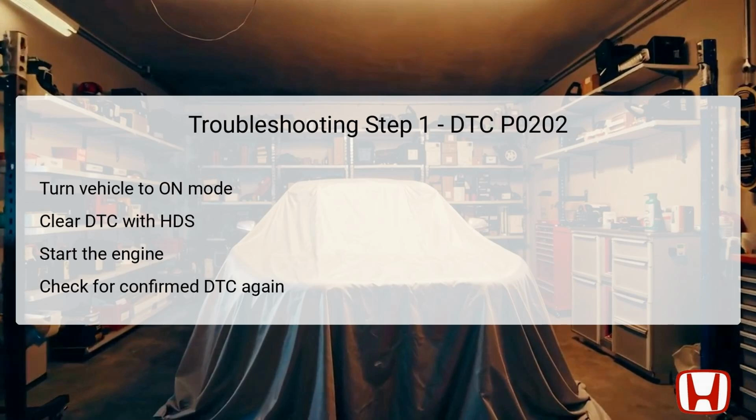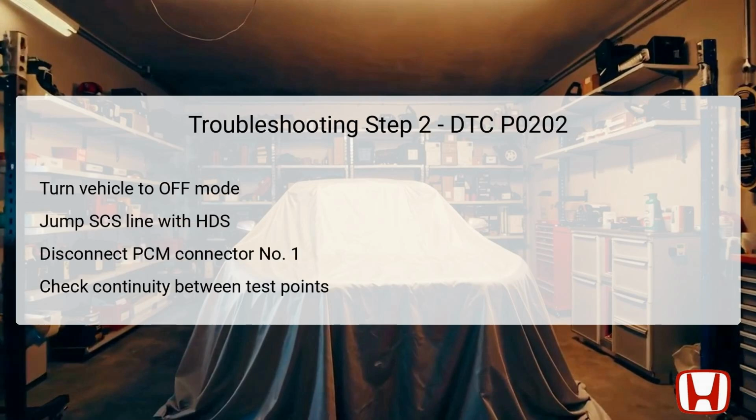This clear and check process sets the stage for further troubleshooting based on the current diagnostic state. The second troubleshooting step requires checking the integrity of the wiring for the injector circuit. First, turn the vehicle to the off mode, ensuring that the electrical system is not energized.